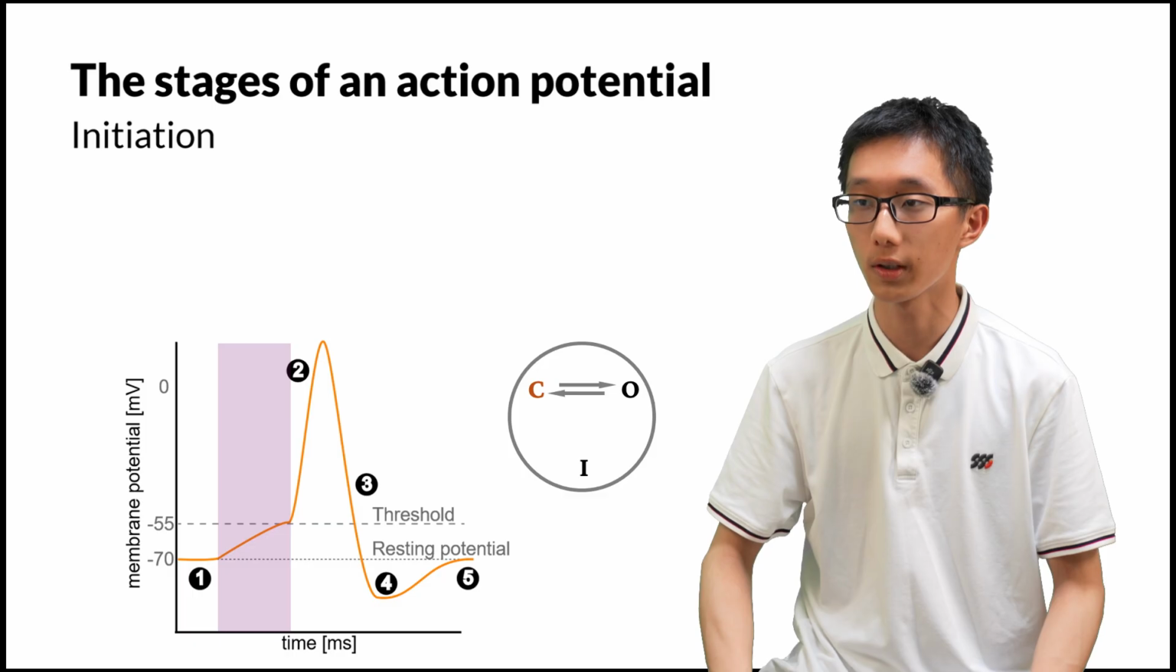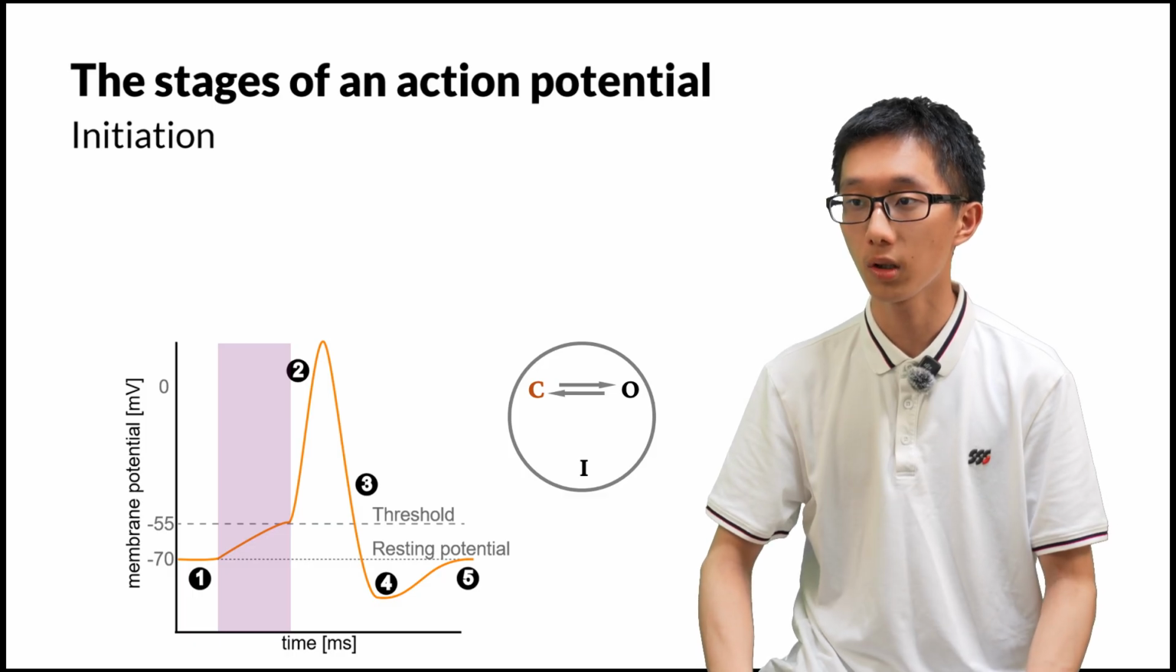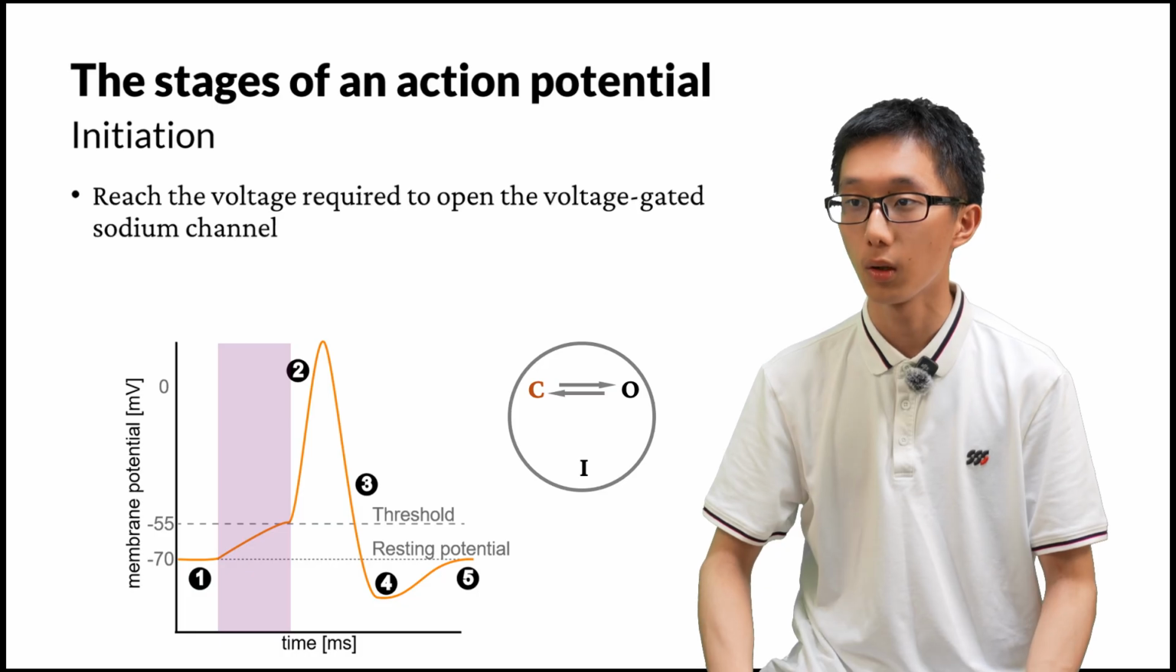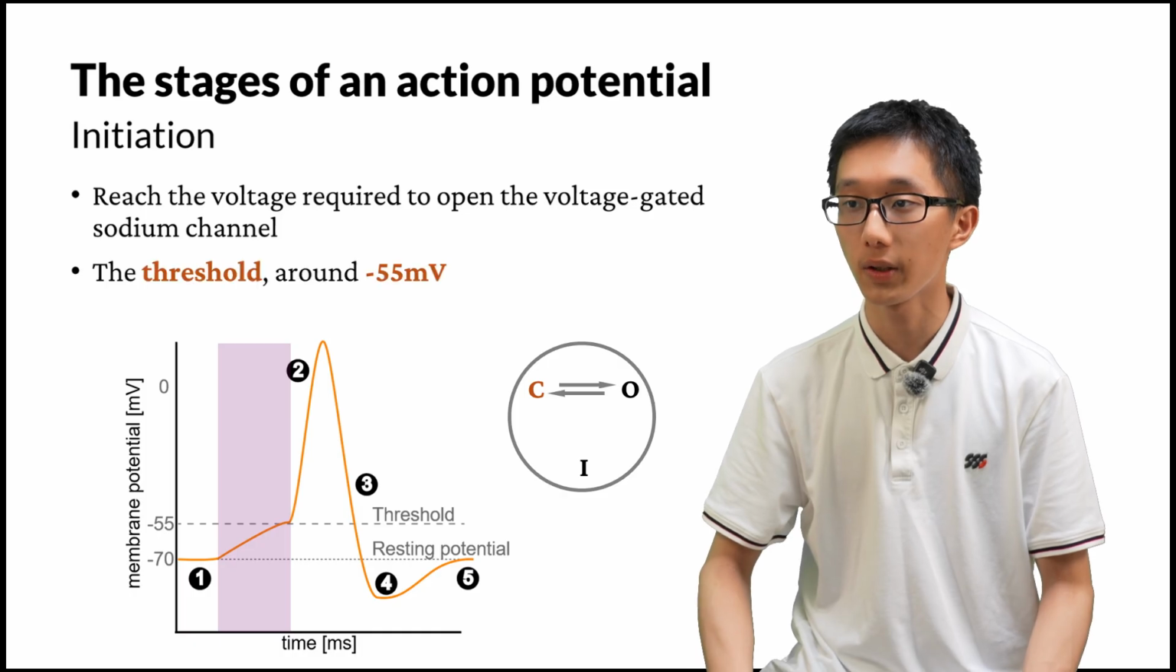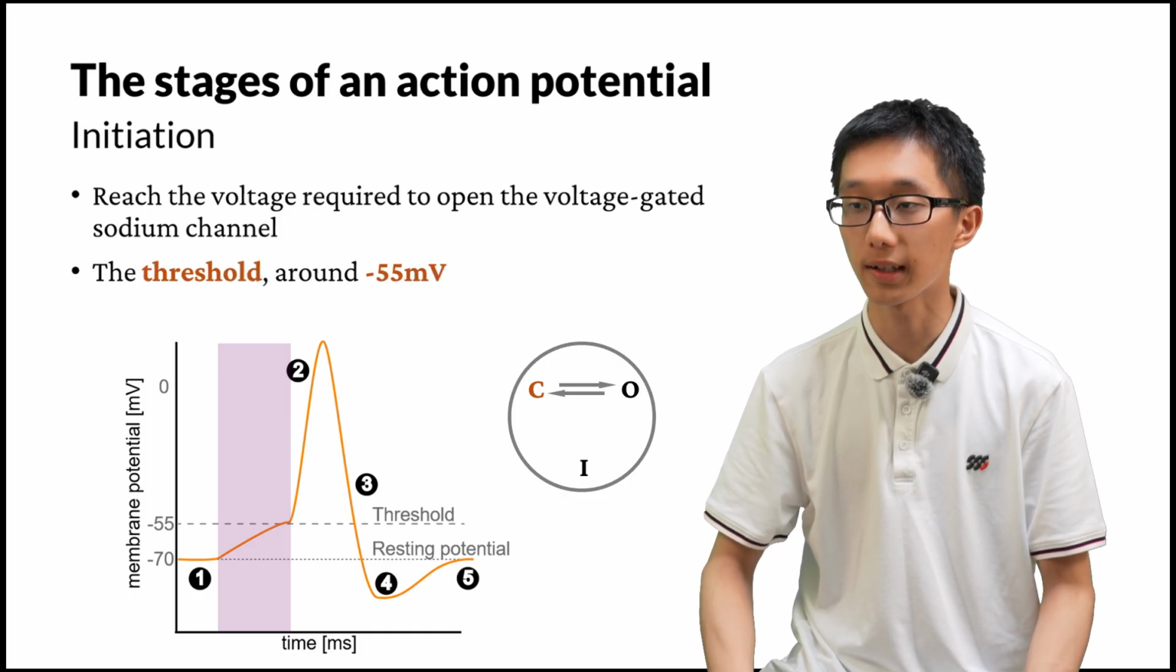Now, initiation. In this phase, the neuron receives a stimulus and it begins to depolarize. That is to say, the membrane potential tries to become less negative. We need to reach a voltage that is required to open the voltage-gated sodium channel, and that is usually considered to be -55 microvolts. If we fail to reach the threshold, as in the figure, we have failed initiations.